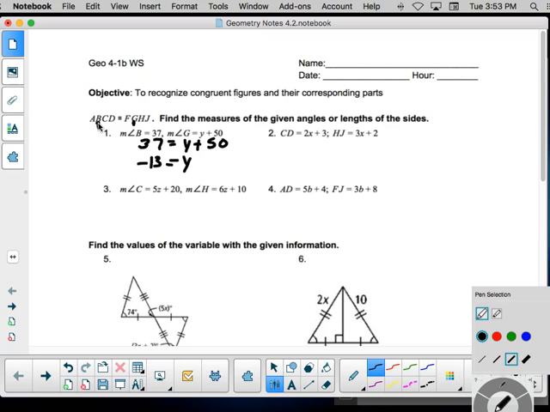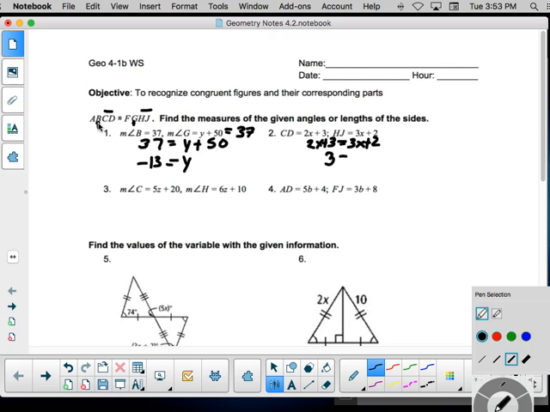And I plug that back in, and I know that this is equal to 37. So it makes sense because we said that they were equal. CD and HJ, not HG, are in the same position. So not only are they in the same position, they're congruent and therefore equal. And so 2x plus 3 is equal to 3x plus 2.